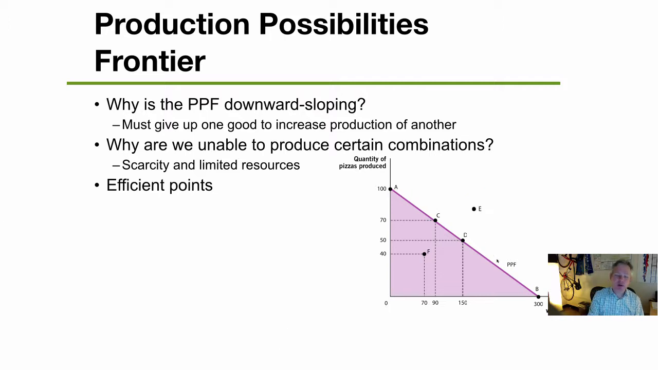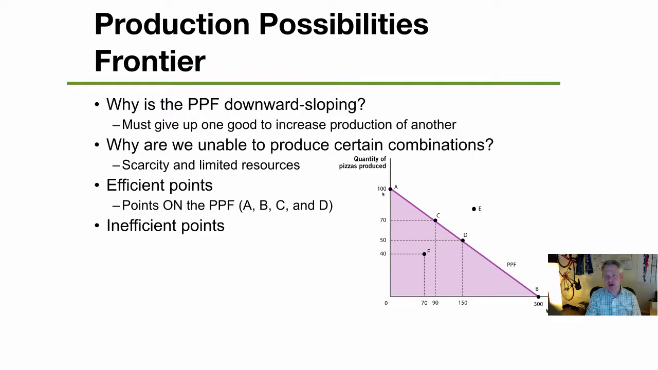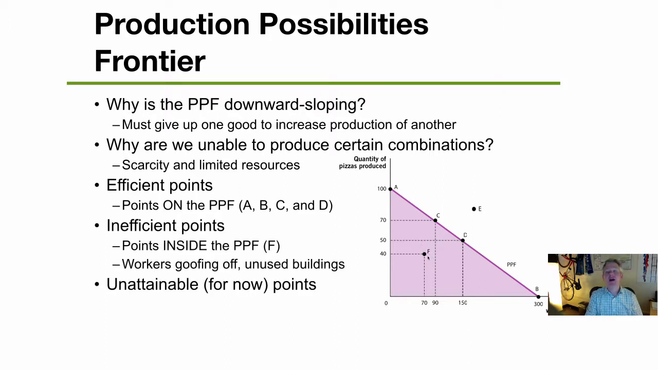So that means all the points on the line itself, so here A, C, D, and B, those are all efficient. That means you're using up all of your resources. You're not leaving any capacity for your production left idle, all right? So that means all of the points inside are inefficient. You're not on the frontier. You're not maximizing all of the things you could be producing with your resources and your time, all right? And again, just as a reminder, E is unattainable. It's outside of the production possibilities frontier, all right?